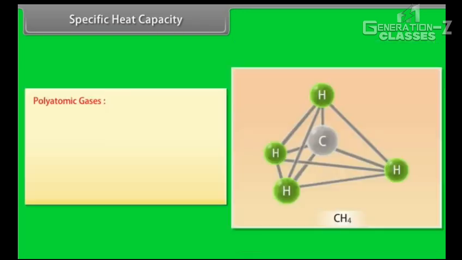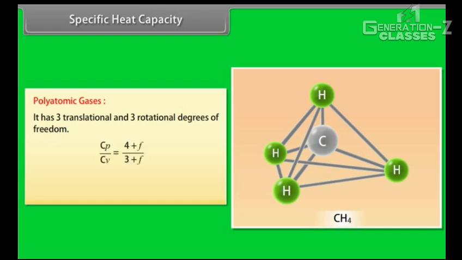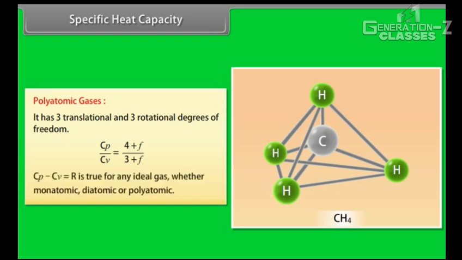Polyatomic gases. It has 3 translational and 3 rotational degrees of freedom. Cp by Cv is equal to (4 plus f) upon (3 plus f). Cp minus Cv is equal to R is true for any ideal gas, whether monoatomic, diatomic or polyatomic.